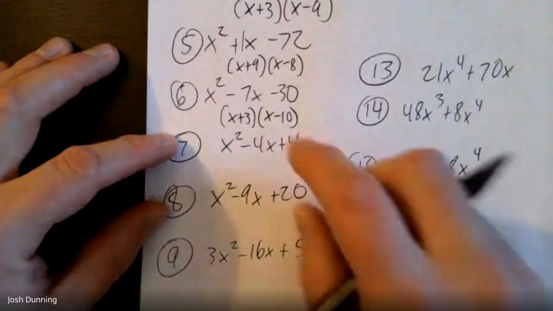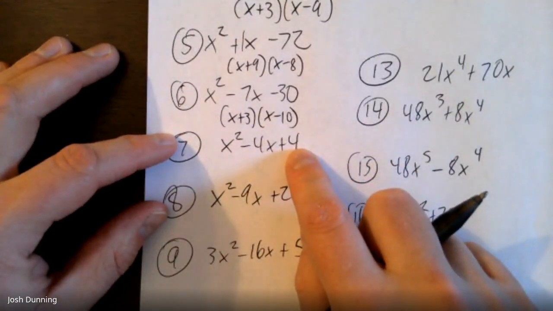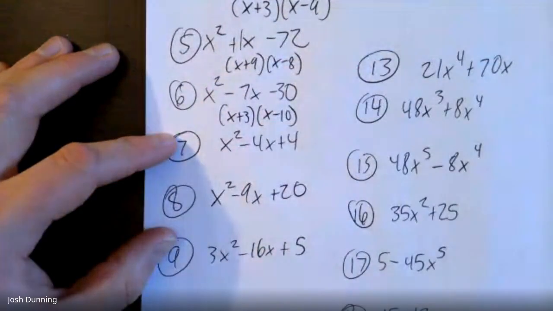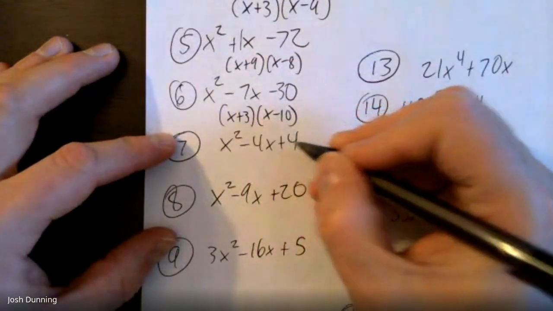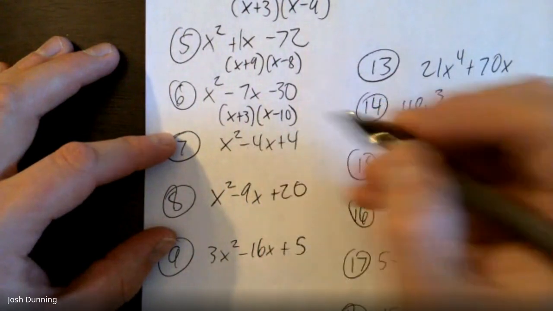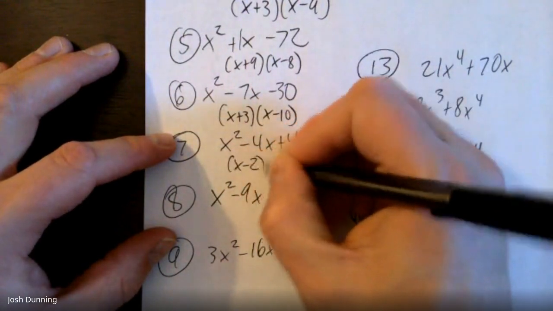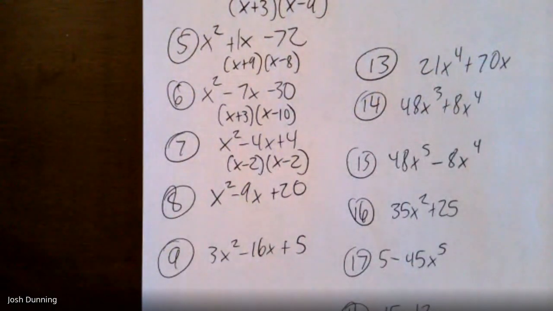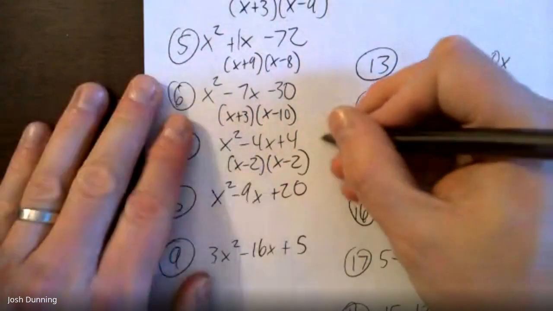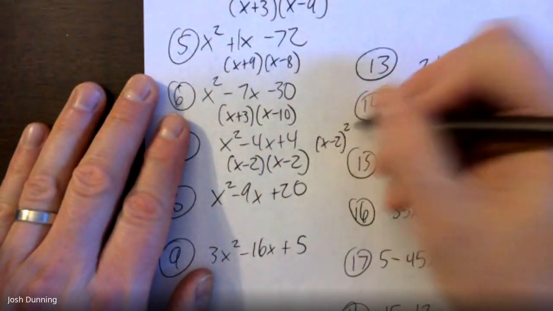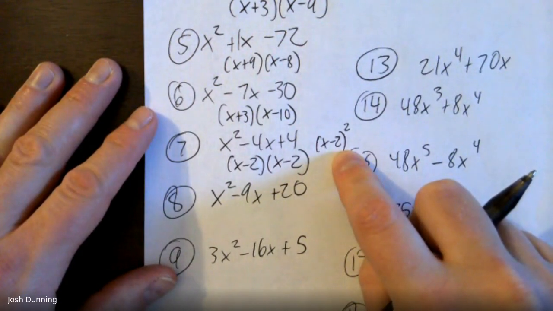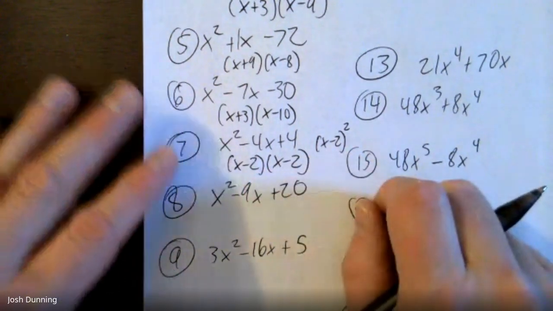Now, the next couple, the last number is positive, but the middle is negative. A negative times a negative is a positive, and a negative plus a negative is negative. So x minus 2 and x minus 2. And it actually does work. If you type in x minus 2, then the square outside, I checked that, and it would give you credit in Deltamath. That is the same thing.